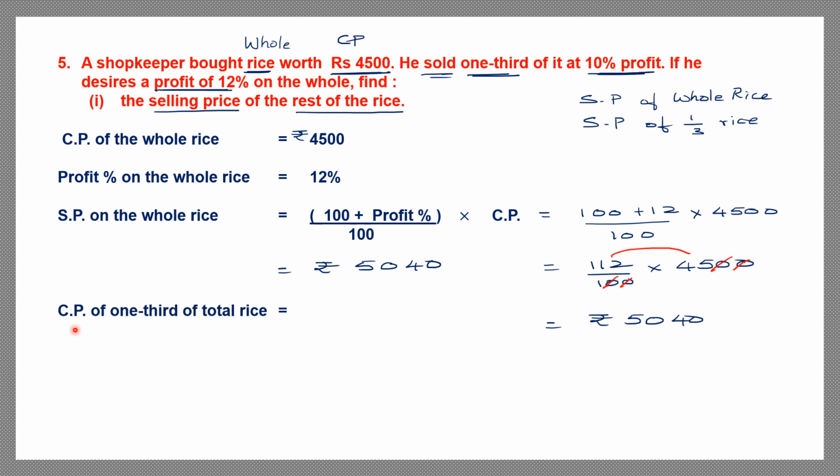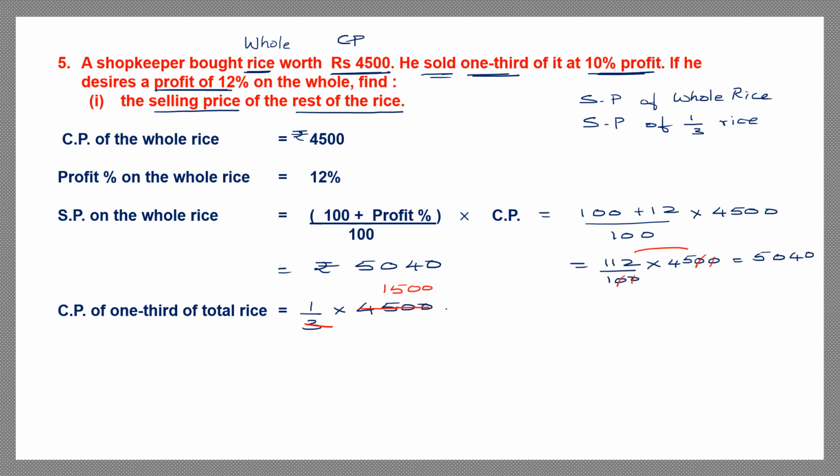Cost price of one third of total rice will be 1 by 3 of the total. What is the total? 4,500. This is the total cost price. One third of this. So here we can cancel. 3 into 15 is 45. Add the two zeros, 1,500. So we have found the cost price of one third of the total rice, that is 1,500 rupees.